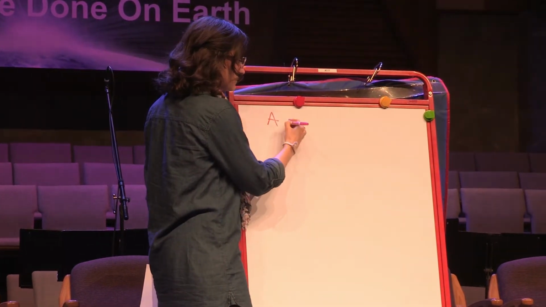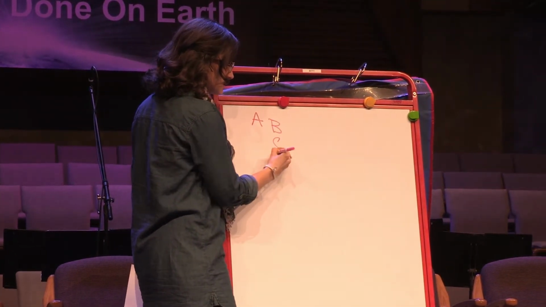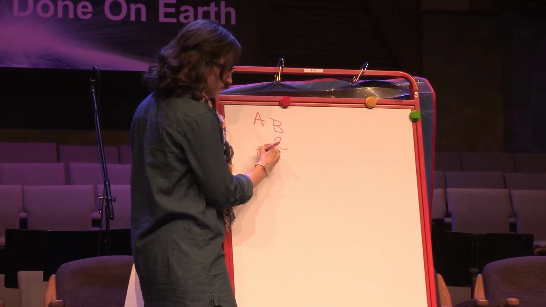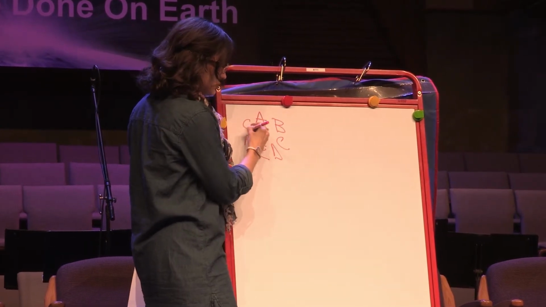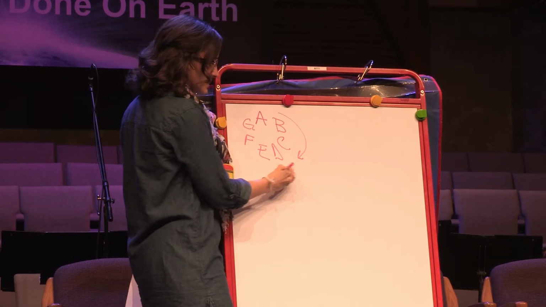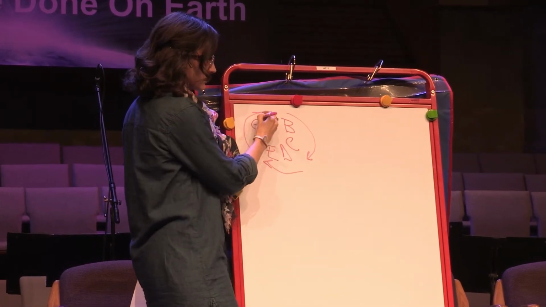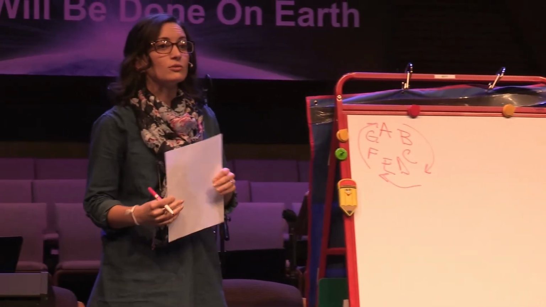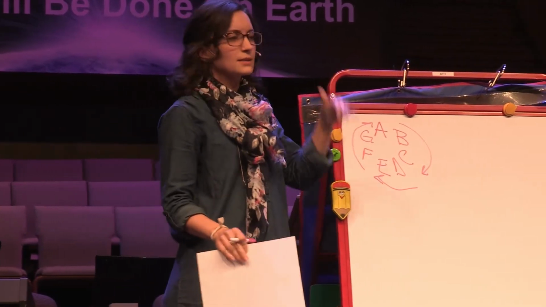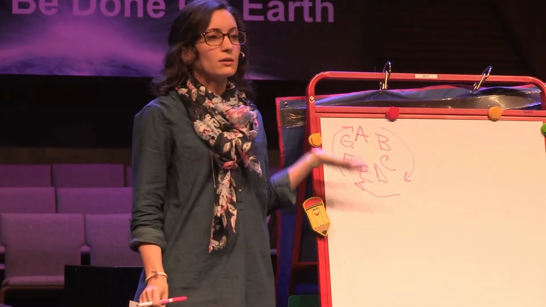So we have A, B, C, D, E, F, and G. Okay? That's it. That's the musical alphabet. You've learned it all. Those are the only notes you can use. So any scale we do, you're never going to see a letter beyond these 7.